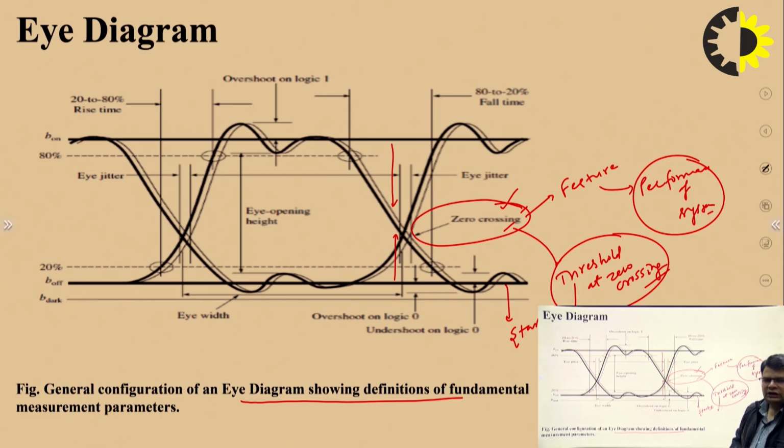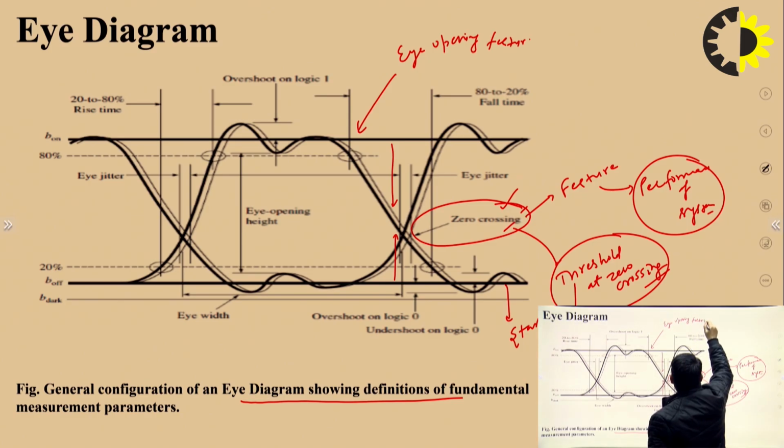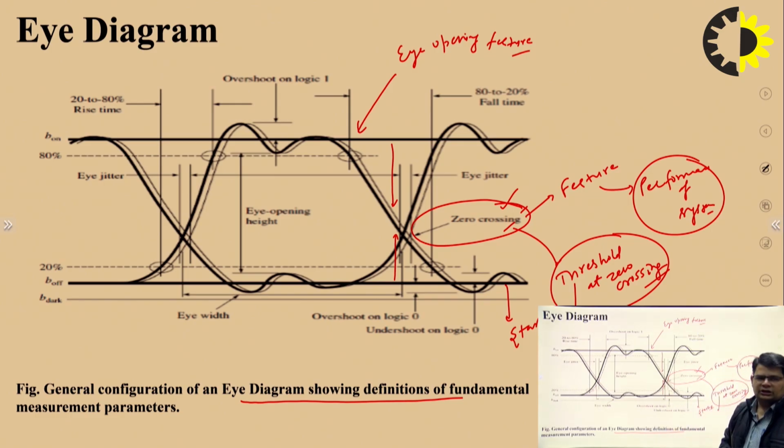As we have told, the eye diagram is used for analyzing the performance. If the eye opening is more, the performance is better. If the eye is closed, then we will say that the performance is not so good or distortion is there. So, simply by analyzing the eye opening feature, we can also comment about the performance. If the eye is opened, then the performance is good. If the eye is not opened or is closed, then the performance is not so good.